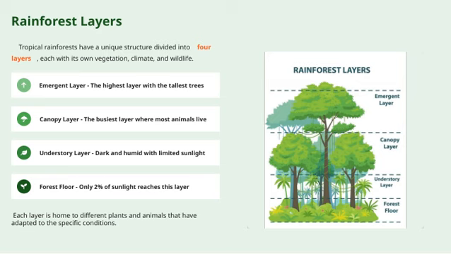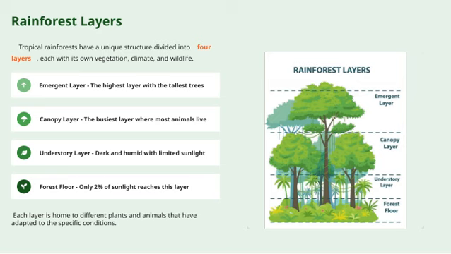Each of these layers is vital because they host different plants and animals that have evolved specifically to survive in their particular environment. This layered structure is what makes the rainforest such an incredibly diverse and complex ecosystem, perfectly aligned with our overall theme of biodiversity and adaptation.